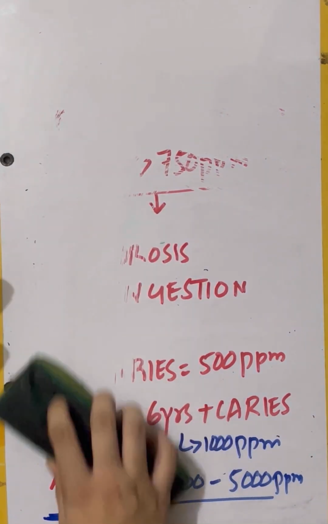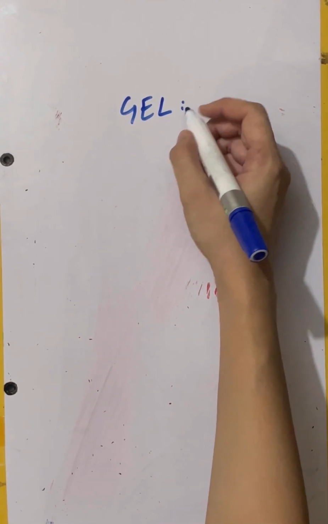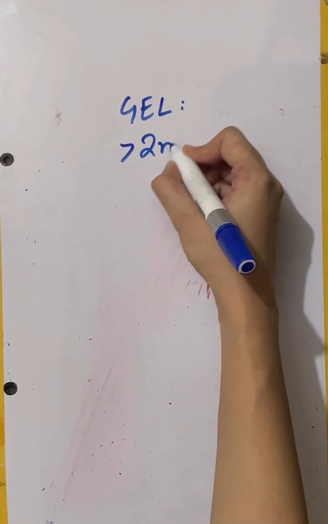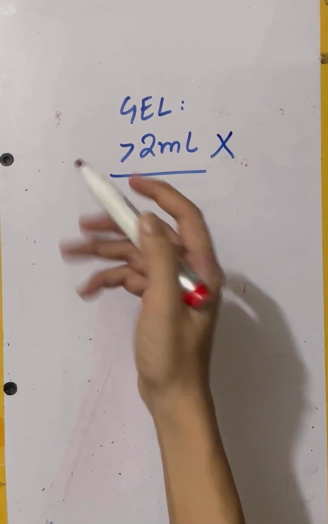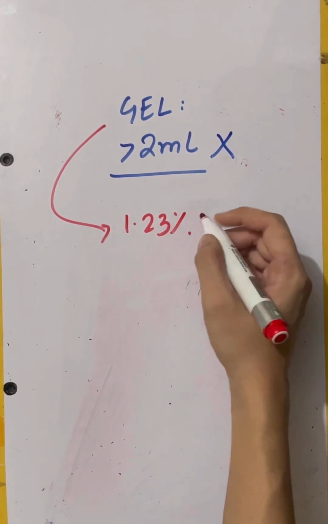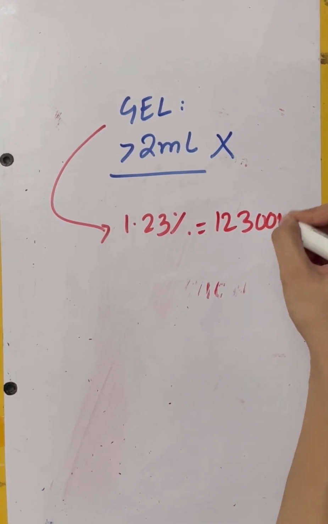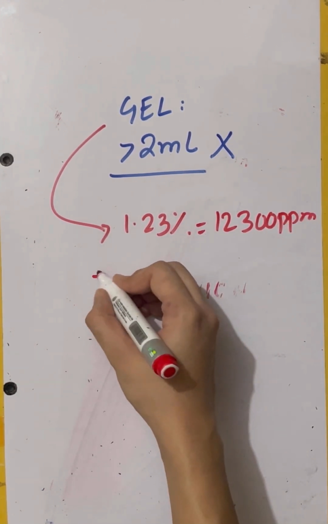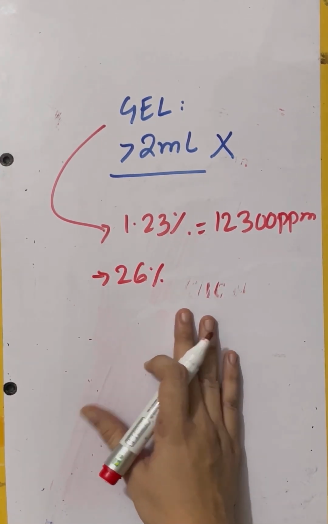And another source of fluoride is gels. Gels are given in the form of a tray or in the form of a brush. We should not use more than 2 milliliters per tray. The gel contains 1.3% of the fluoride, which means 12,300 ppm. It decreases the caries rate by 26%.